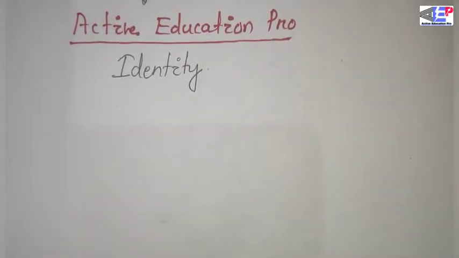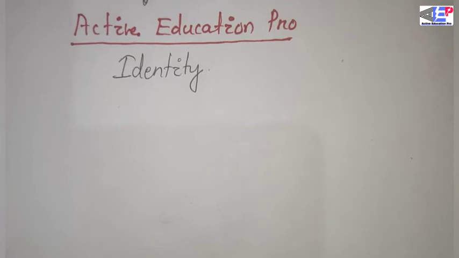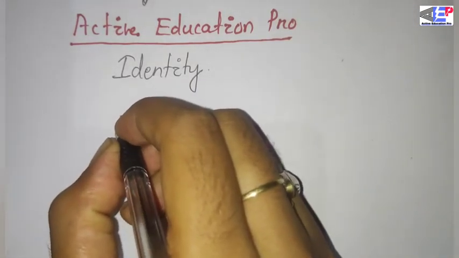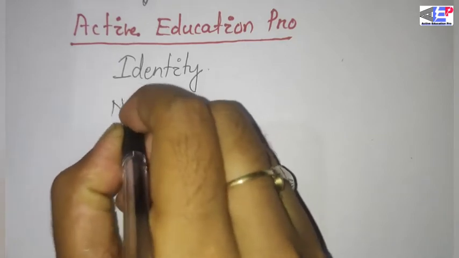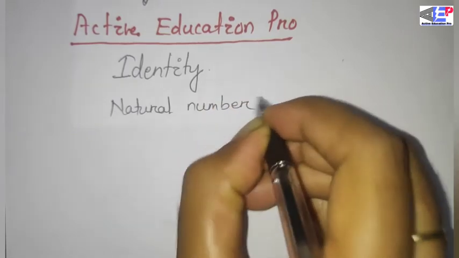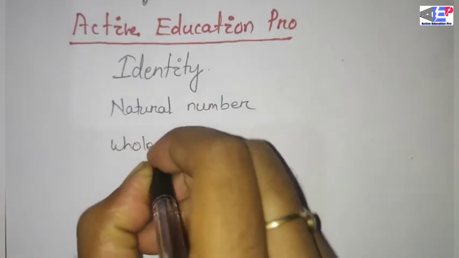Today I am going to tell you about identity and inverse, additive identity and inverse. This video is for class 6 students. Already we have known that in the NCERT mathematics book for class 6, there is a chapter, Playing with Numbers, and here we have natural numbers and another one is whole numbers.